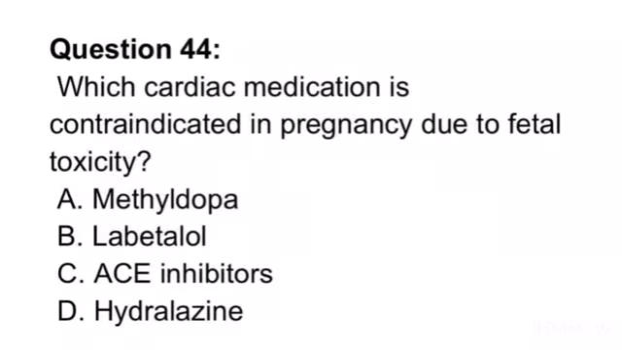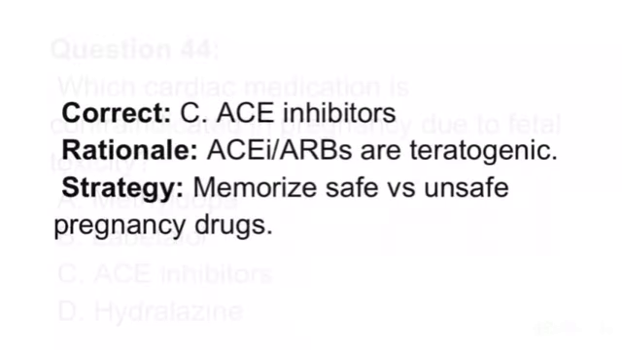Question 44. Which cardiac medication is contraindicated in pregnancy due to fetal toxicity? A. Methyldopa. B. Labetalol. C. ACE inhibitors. D. Hydralazine. Correct, C. ACE inhibitors. Rationale: ACEIs/ARBs are teratogenic. Strategy: memorize safe versus unsafe pregnancy drugs.